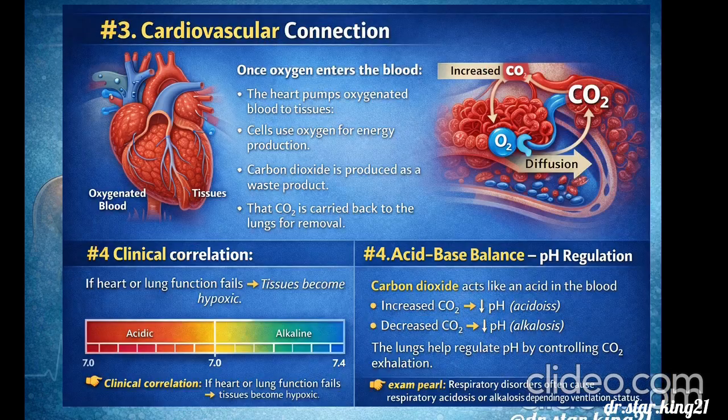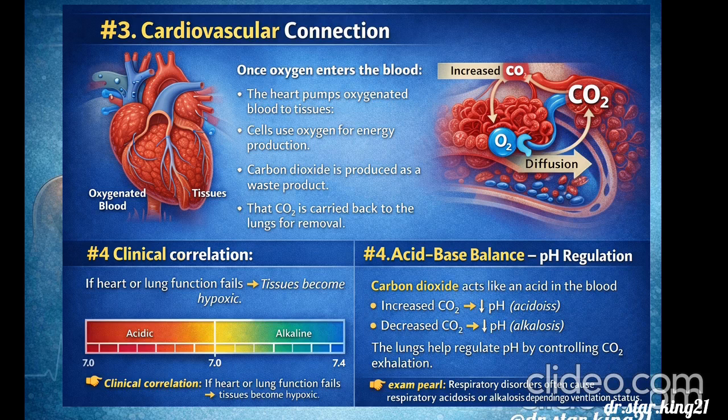The next function is the cardiovascular connection. Once oxygen enters the blood, the heart pumps oxygenated blood to tissues. Cells use oxygen for energy production. Carbon dioxide is produced as a waste product, and that carbon dioxide is carried back to the lungs for removal. Clinical correlation: if heart or lung function fails, tissues become hypoxic.